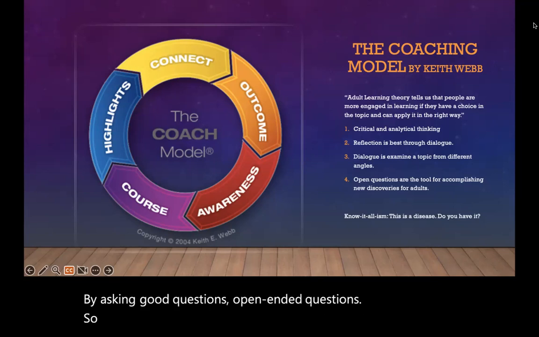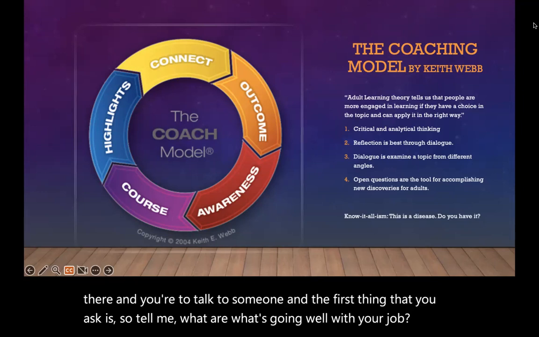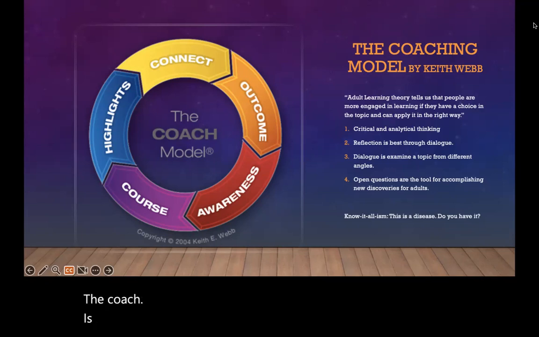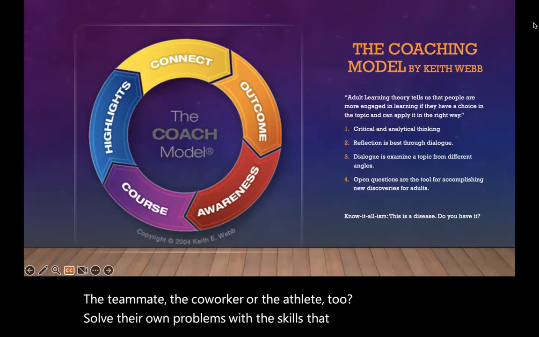So you can imagine that you walk into a room and you're sitting there and you're going to talk to someone. And the first thing that you ask is, so tell me, what's going well with your job? The coach is supposed to have good questions and talk 10% of the time. The coach is supposed to guide the teammate, the coworker, or the athlete to solve their own problems with the skills that they already possess.